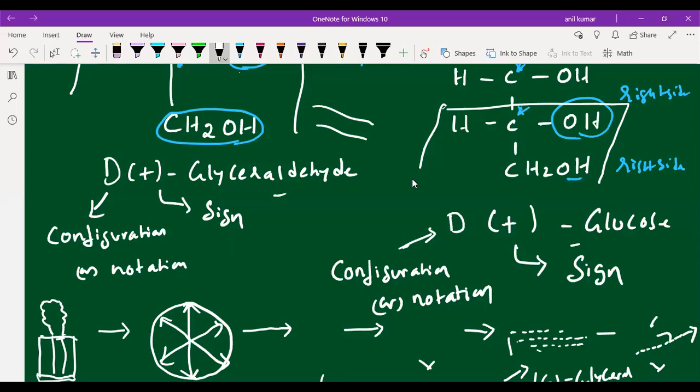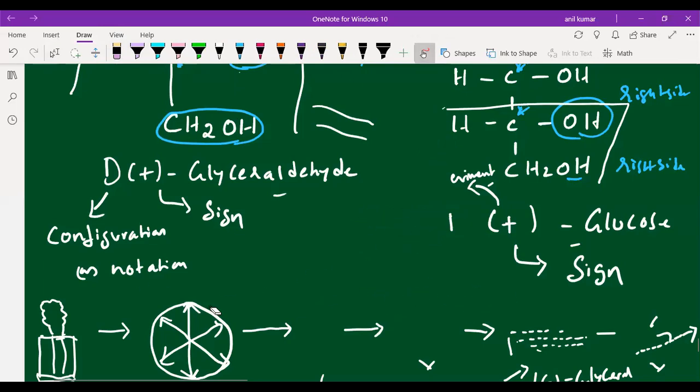Okay, students, so I am making it clear. This D configuration we are giving is theoretical, by seeing the molecule. Plus and minus is experimental. By doing the experiment only, we can assign whether it is dextrorotatory or levorotatory. Moreover, you should not be confused that D means dextro and L means levo. That is also not correct, students. I will explain. Dextrorotatory means we have to give small d. Levo means we have to give small l.